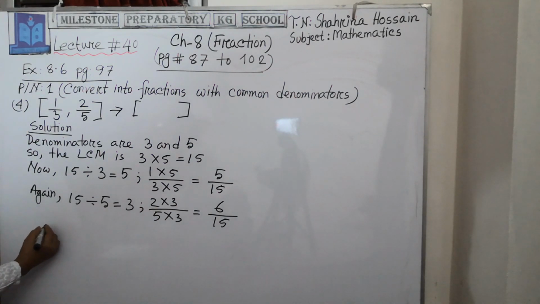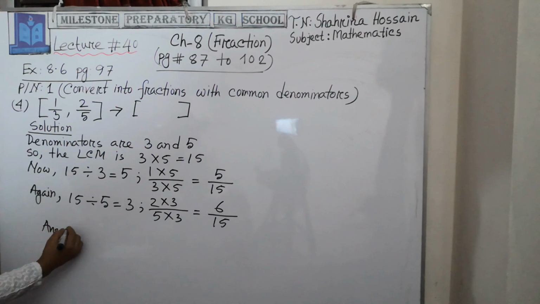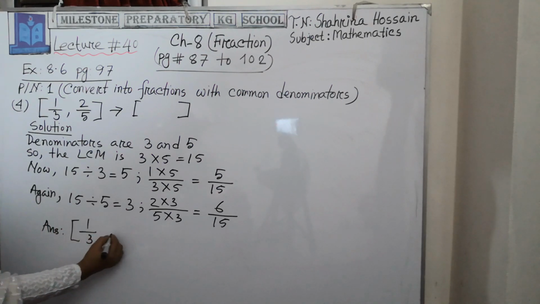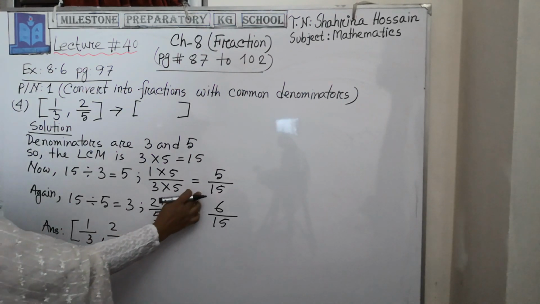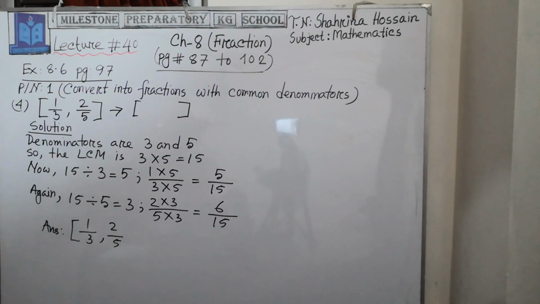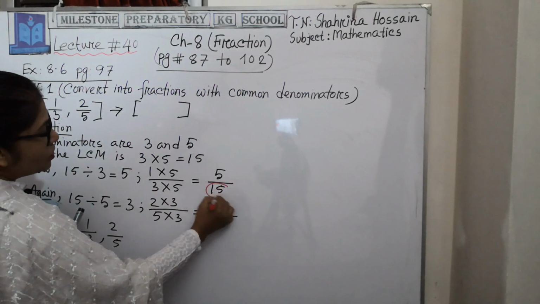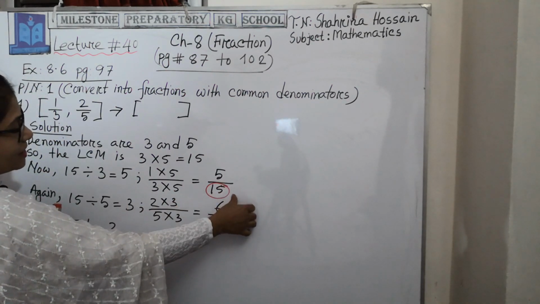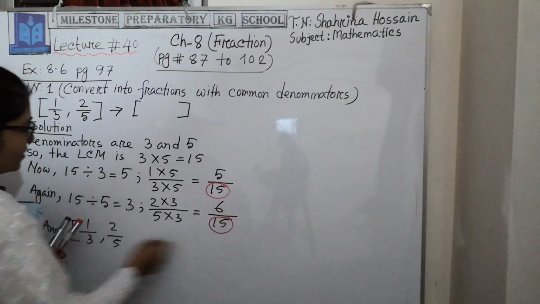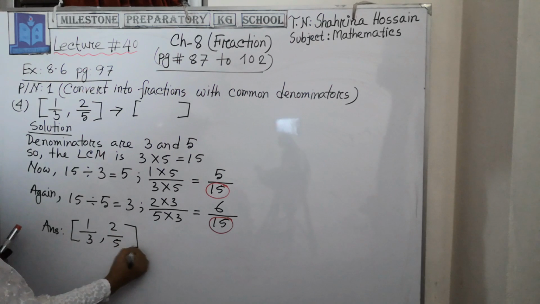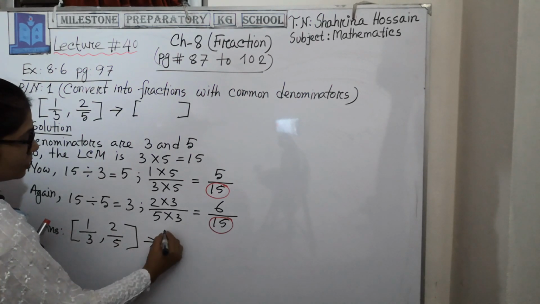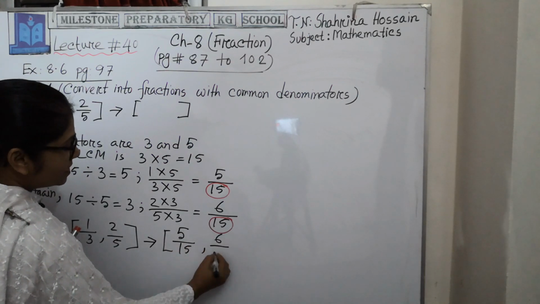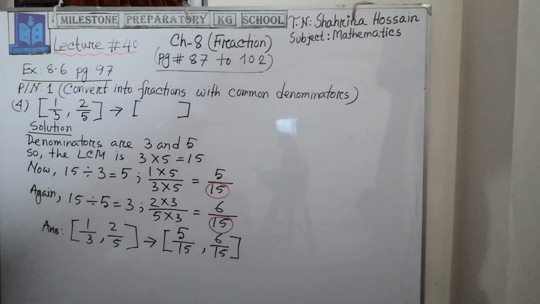So what is the answer? Now my answer is that, after doing the calculation, we will find the common denominator. See, both are now common. Here 5 by 15 and here downside 6 by 15. So in this way we can easily get the common denominators. 6 by 15. Done. This is the answer.